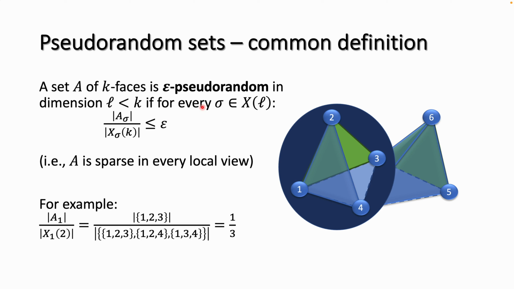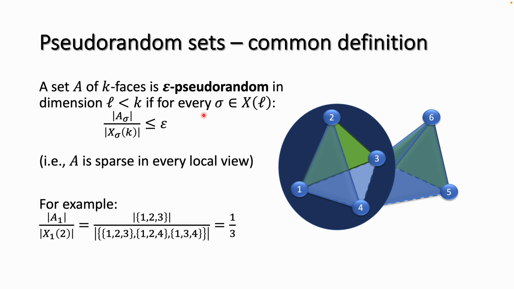We say that a set is pseudo-random if it's sparse on every localization. If we want to think of it intuitively, it means that the set looks like a random set. It's spread out, not concentrated on one small area, because it has to be sparse on all the faces. Right, so that means that a set is pseudo-random. That's the common definition of a pseudo-random set.